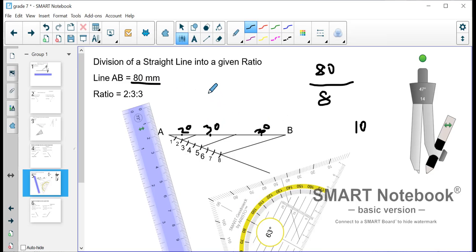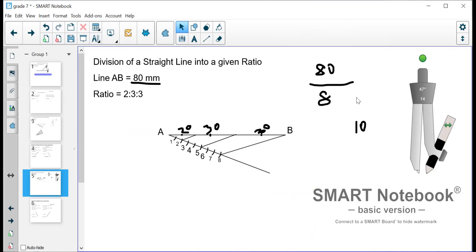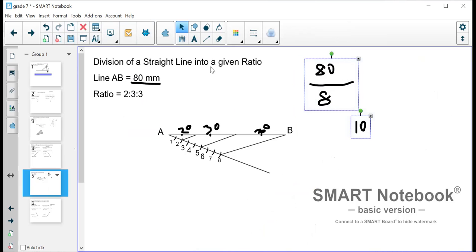All right, the steps are similar to that of dividing a straight line into several equal parts, right? Except that you would not be drawing lines from each one of these parts. It's only based on the numbers in the ratio. All right. Now, the same steps would apply for any of the straight lines. What about a vertical line? An oblique line? The steps will remain the same. All right. Let me just delete these.